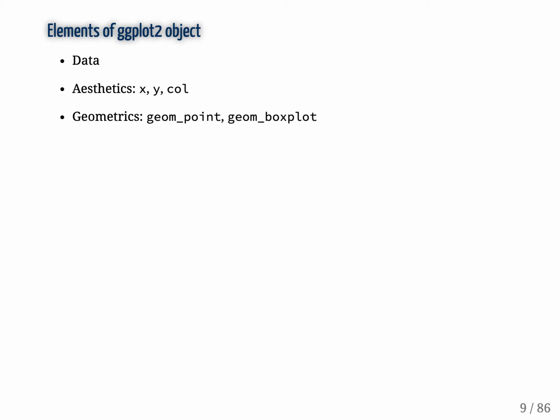Out of 8 grammatical elements, 3 of them are essential: data, aesthetics, and geometrics. The other elements are optional. Data, what we want to plot; aesthetics, the scales onto which we map our data; geometrics, visual elements that show up in the plot, like lines, points, histograms.